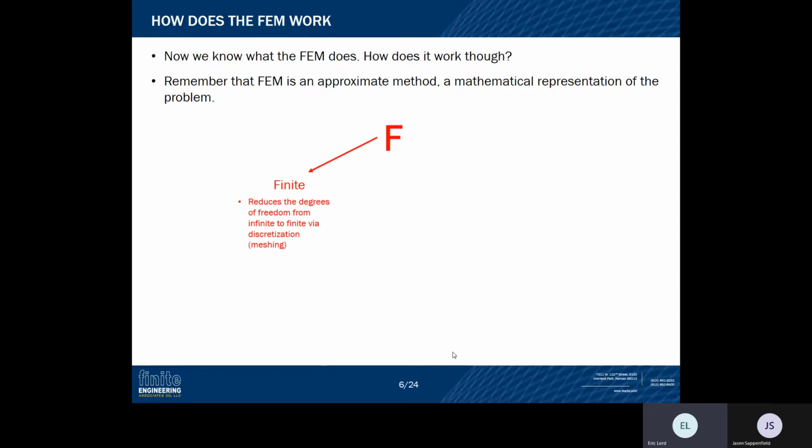The finite simply means that we reduce the degrees of freedom from an infinite number to a finite number via some discretization. This is our meshing. Generally, everything that you have, no matter what it is, look in front of you, pick something up, it has an infinite number of degrees of freedom. We reduce that down to something that is finite. And that's where the F comes from, essentially, in finite element analysis.